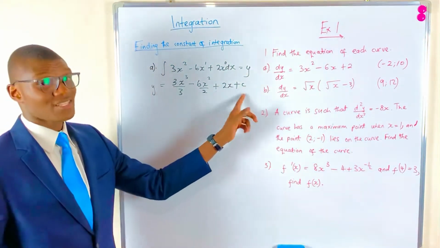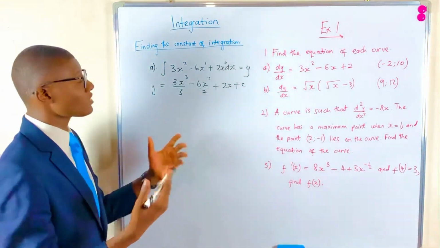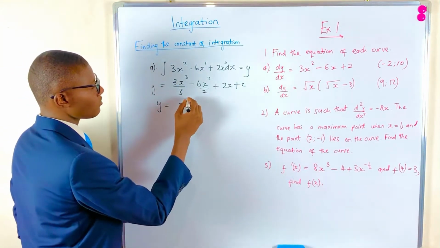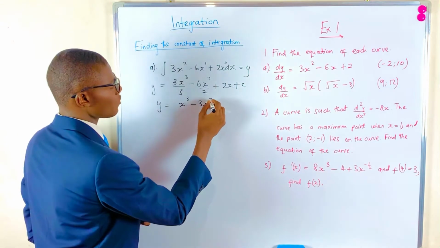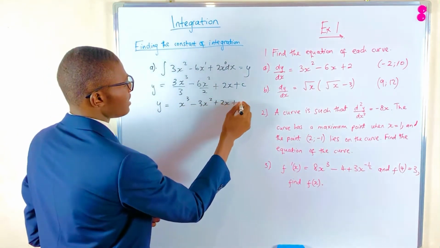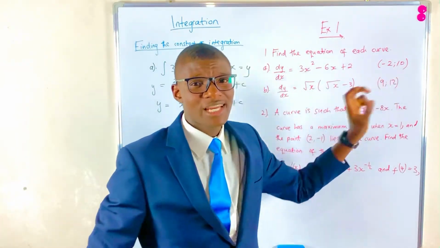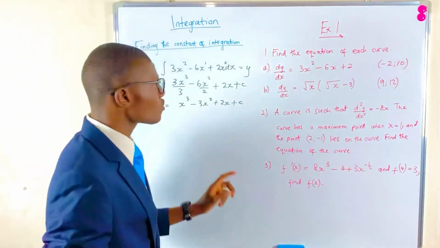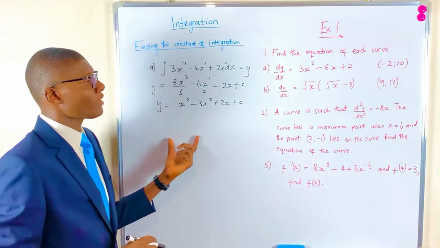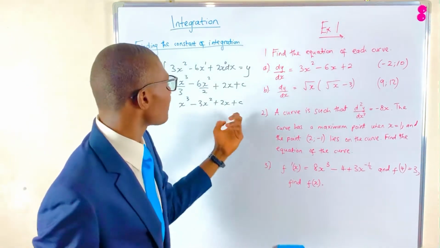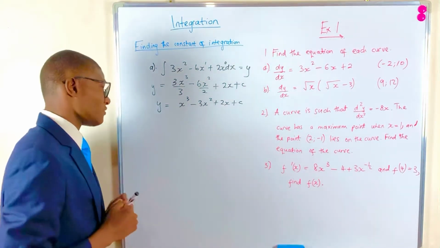But we have this c, the constant of integration. So this is how we're going to deal with it. We shall simplify to get x to the power of 3 minus 3x squared plus 2x plus c. But we're given that the point (-2, 10) lies on the curve. So we shall now substitute these values into this equation, and this is how we're going to find c, the constant of integration.